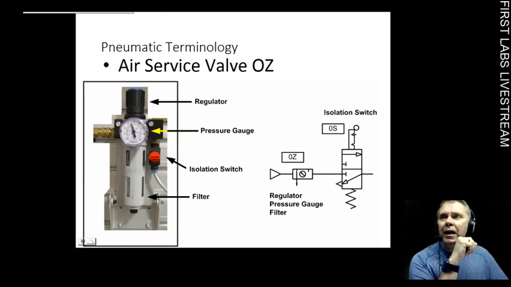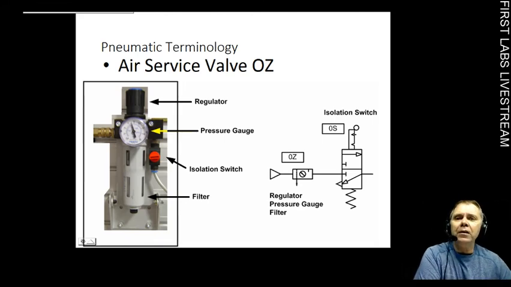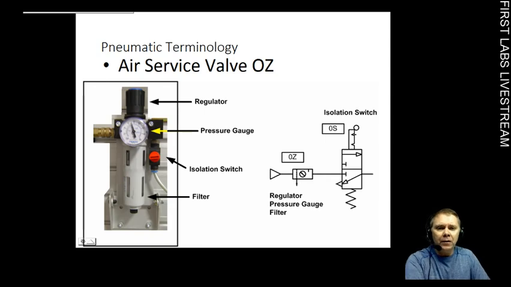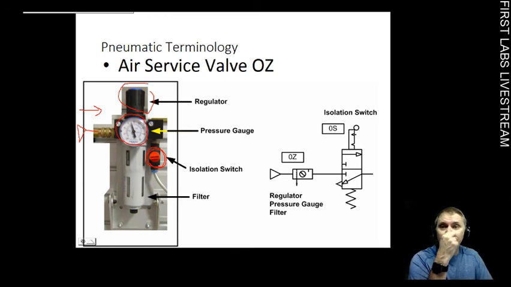And this is the entire air service valve, so you can see everything all combined together. We've got the regulator up at the top. We've got the pressure gauge. We've got the isolator switch for turning the air on and off to your system. The main air comes in this way. So your main air source, which I'll draw as a triangle, will come in this direction. And then you have what's called an FLR. This is a filter, lubricator, and regulator.